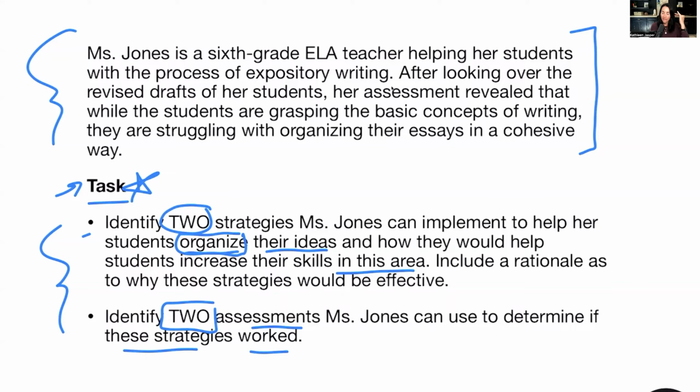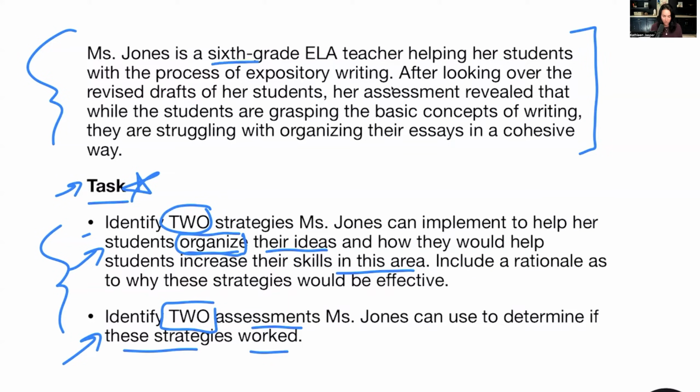So I already have those in my head. I've jotted them down on my scratch paper. So I know I'm going to be thinking about mini lessons here and maybe graphic organizers and definitely formative assessment and some sort of summative or performance-based to measure. All right, so now let's read the actual prompt.